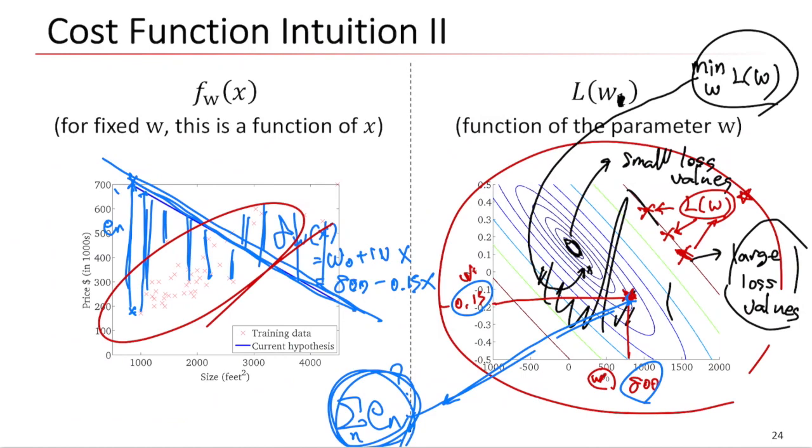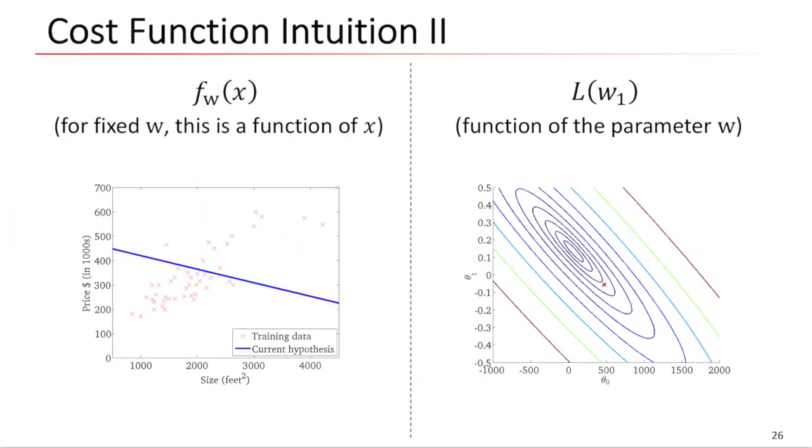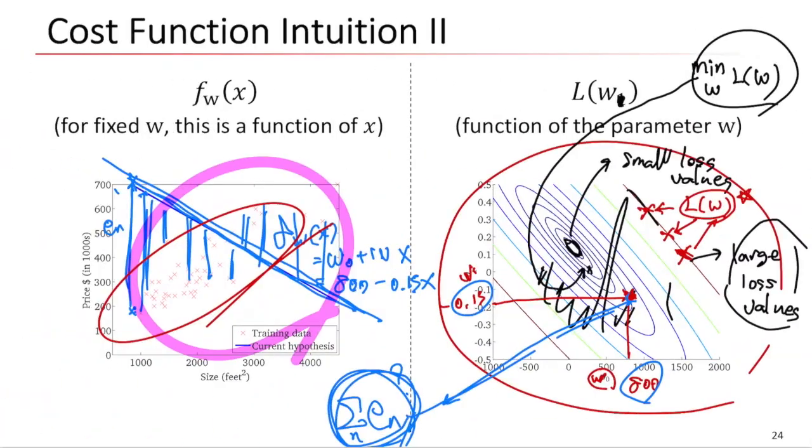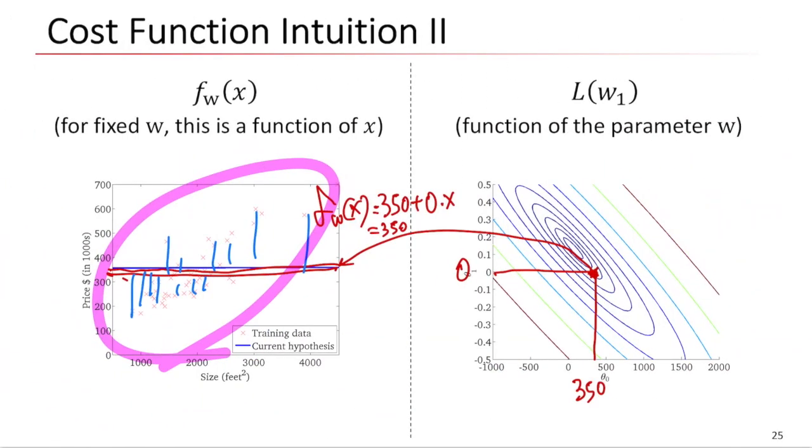Compared to this example, this looks like it has much smaller errors than this one. So that's why this point has a lower loss value. We can say that this point is much closer to the solution than the previous point, right? But still there are some errors here.